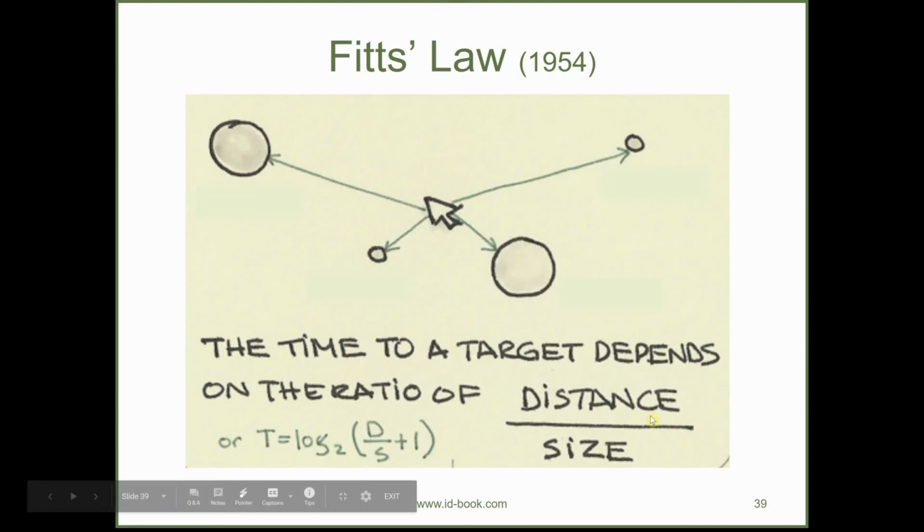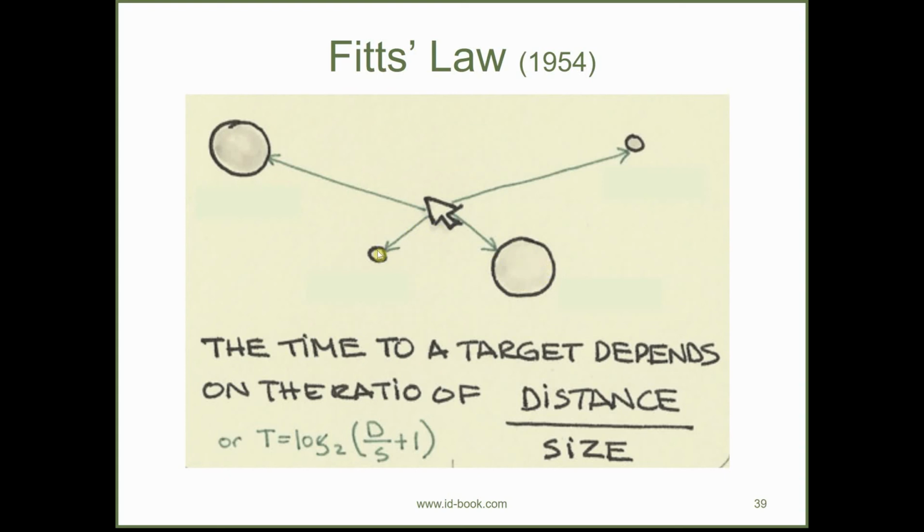Obviously, according to Fitts' law, and if you think about it logically, it will make sense too, this target will be the fastest to reach. Why? Because it's closest to my location and it's biggest in size. So the ratio of distance over size is going to be really small. If this distance is, let's say, 5 inches, and the size of the target is also 5 inches, then the ratio of 5 over 5 is 1. So it's going to just take 1 unit of time to reach this target.